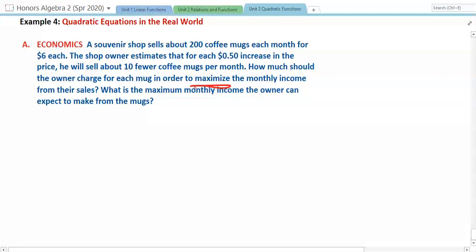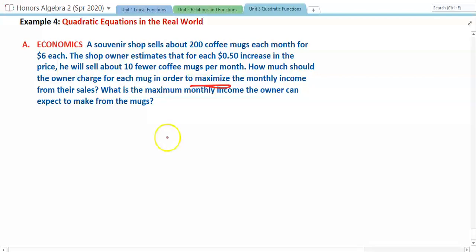And so with this problem, we've got to set up an equation. And so what's going to happen is it's going to actually be in intercept or factored form. And so here's what we know. We're going to look at how to maximize this function.